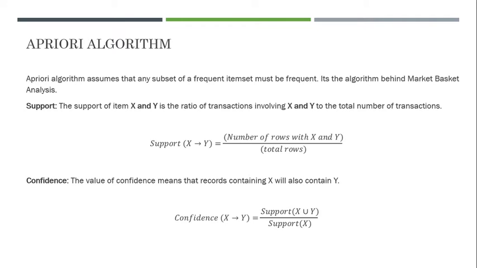Apriori is an algorithm for frequent item set mining and association rule learning over relational databases. It proceeds by identifying the frequent individual items in the database and extending them to larger item sets as long as those item sets appear sufficiently often in the database. Here are some terms related to the Apriori algorithm: support and confidence. We will explain them further with an example in the upcoming slides. The support of items X and Y is the ratio of transactions involving X and Y to the total number of transactions. The value of confidence means that records containing X will also contain Y.